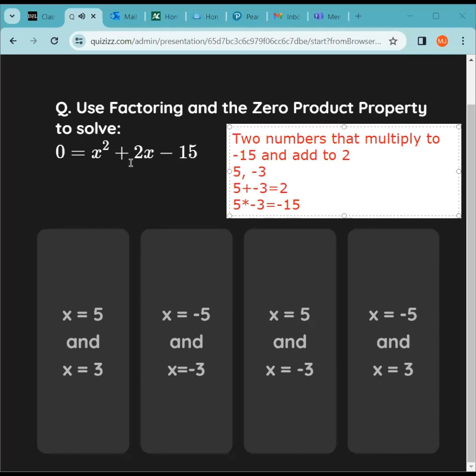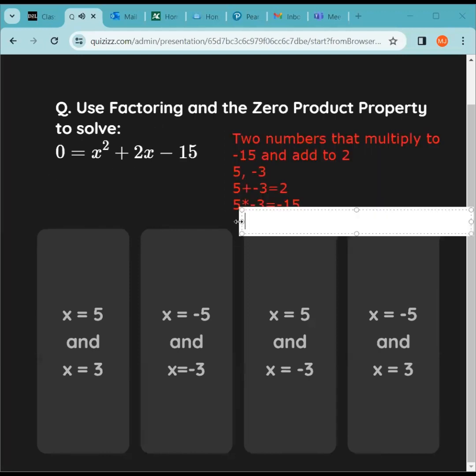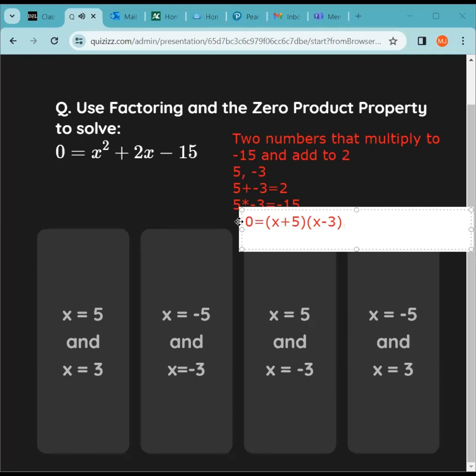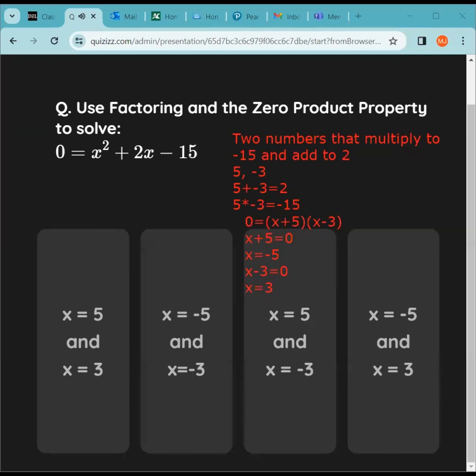So we do that here, and then the factors would be x plus 5 and x minus 3 equals 0. Then x plus 5 equals 0, so x equals negative 5, and x minus 3 equals 0, so x equals 3. So that's how we would do that. The answer would be x equals negative 5 and x equals 3.